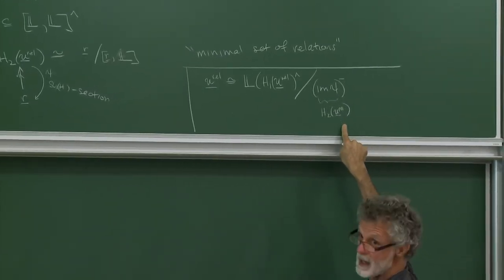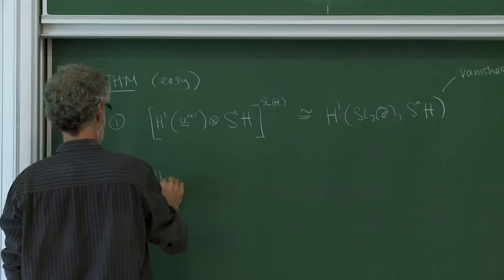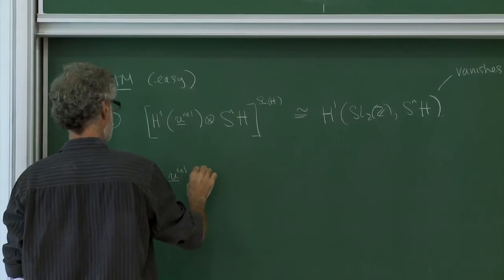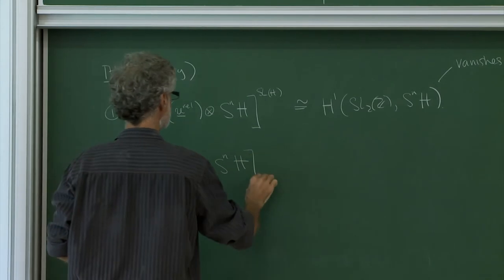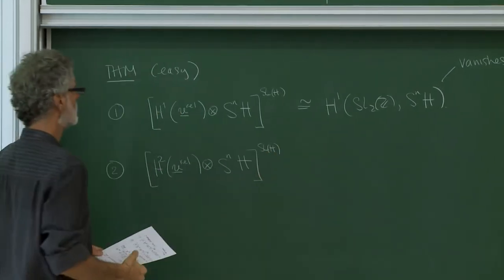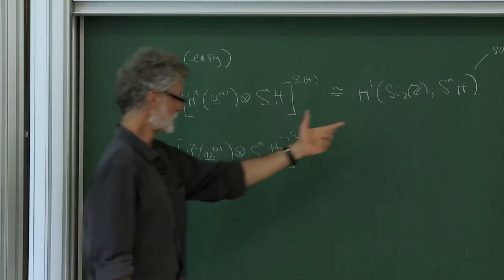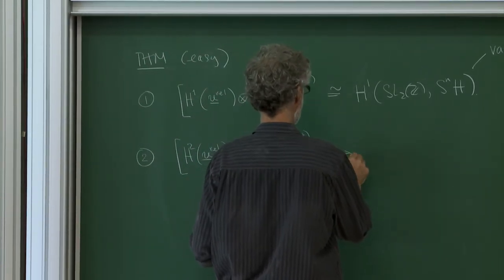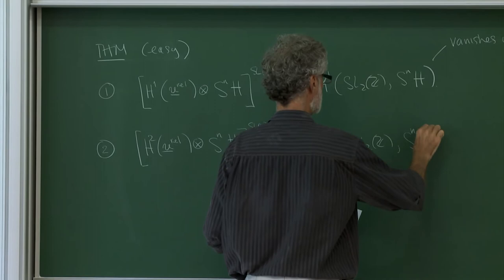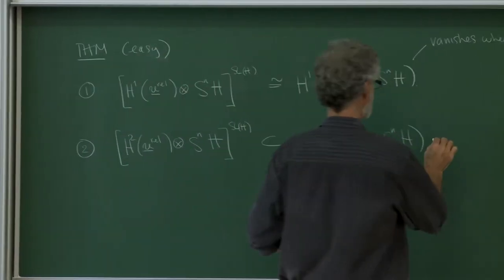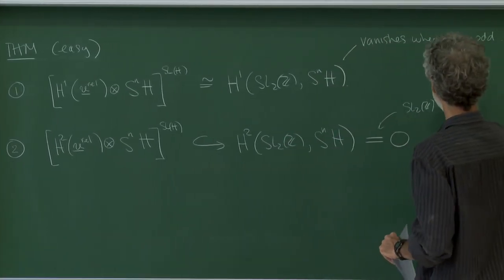And now we need to at least bound H2. So the second point is that H2 of U rel tells us about the S^n isotypical part. It's a representation of SL2, and this guy is contained in H2 of SL2(Z) with coefficients in S^n H. But this group here is trivial because SL2(Z) is virtually free.